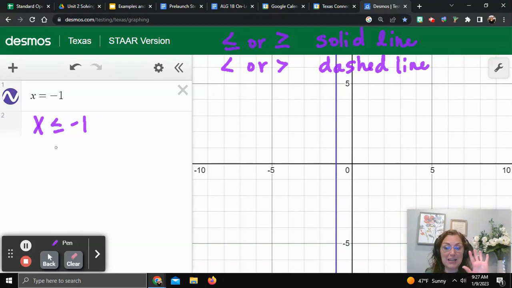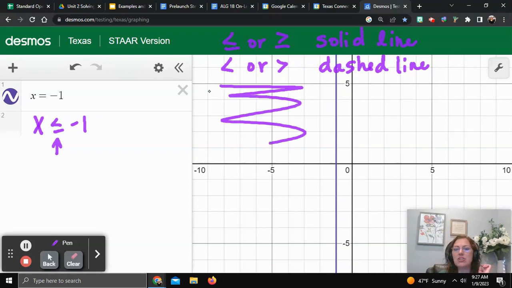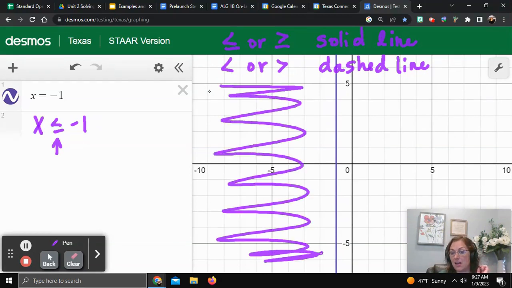Now we have to decide, do we shade to the left or the right? And this is where I pay attention to the less than part. So if x is less than -1, that's going to be the left. And then I would shade this side of that line.